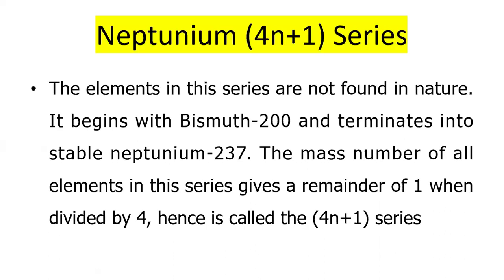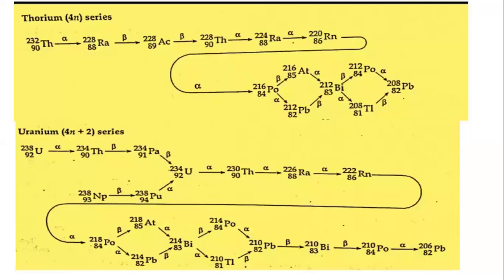Neptunium series, 4n plus 1 series. It is also called the artificial series. The elements in this series are not found in nature. It begins with plutonium 241 and terminates at stable bismuth 209. The mass number of all elements in this series gives a remainder of 1 when divided by 4. Hence, it is called the 4n plus 1 series.